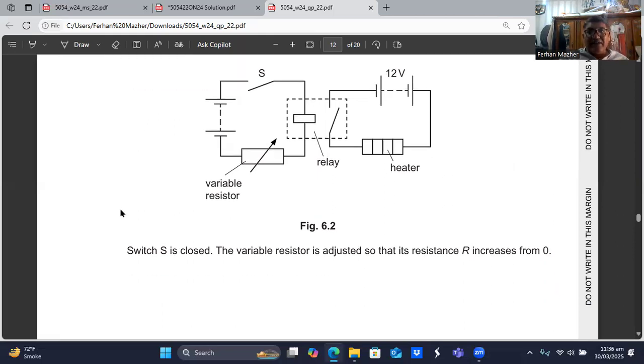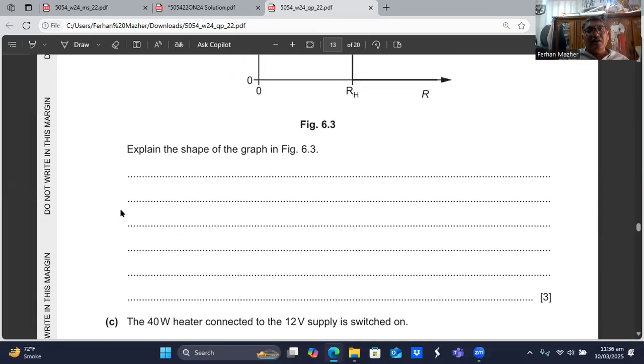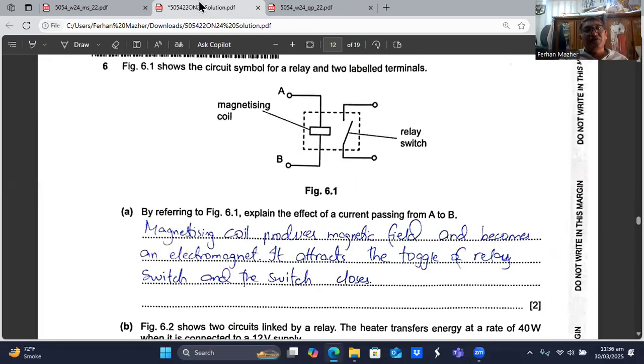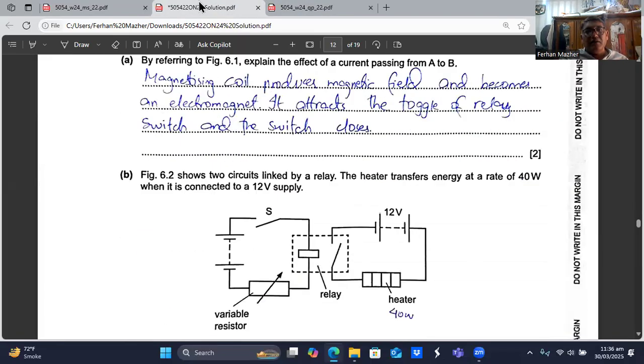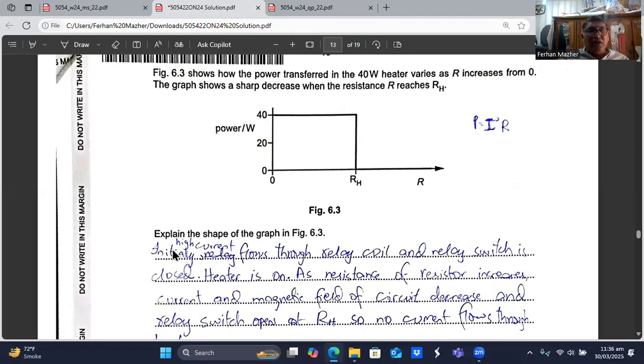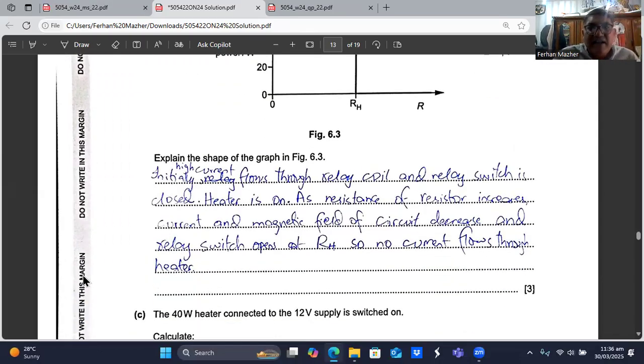I hope you understand what I am saying. So the power being provided will suddenly become 0. Initially the current through the relay coil is high and the relay switch is closed, so the heater is on. As the resistance of the variable resistor increases, the current and the magnetic field of the circuit decrease, and the relay switch opens at RH, so no current flows through the heater.